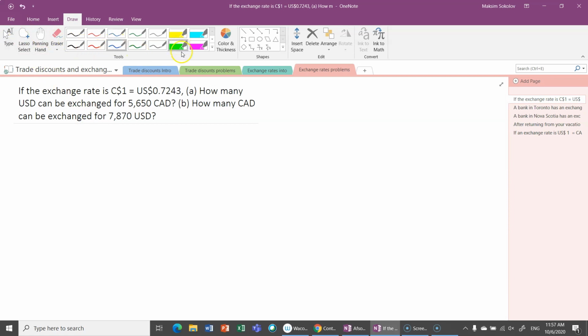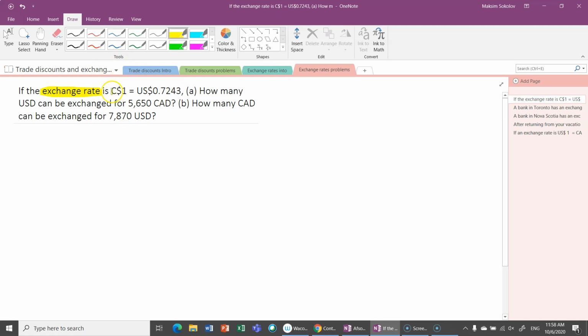So in order to solve this problem, we need to first pay attention to the language. So here we have exchange rate. We're talking about that rate which the market has for currency conversion. So probably this question is about the bank and its ability to exchange 5,650 Canadian dollars using that exchange rate, and vice versa. The bank would be exchanging here $7,870, right, using this exchange rate.